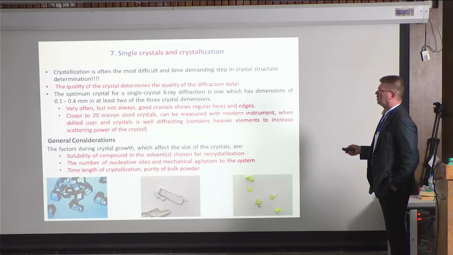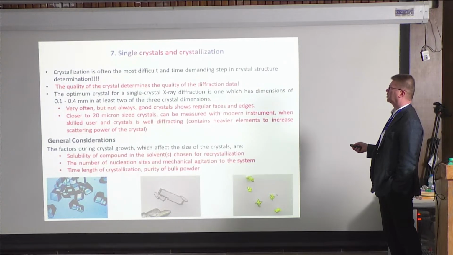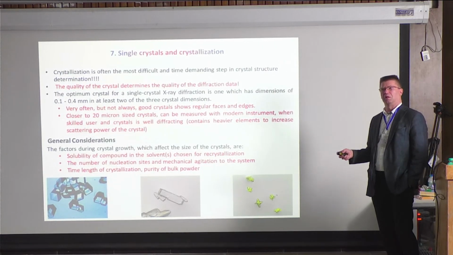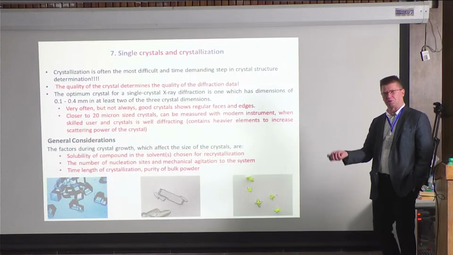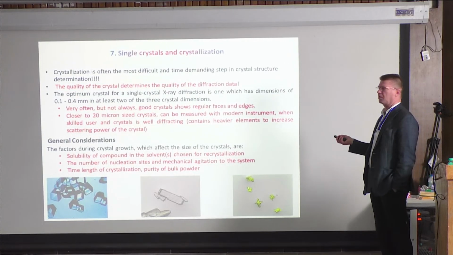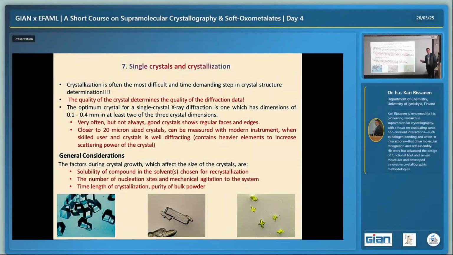So the quality of the crystal determines the quality of the data, which determines the quality of your structure. If the data is bad, the structure is bad, or you can't even get the structure. And it can be very annoying. The optimum size nowadays is around 0.1 millimeter. It's so small that you cannot see it, so you have to use a microscope.